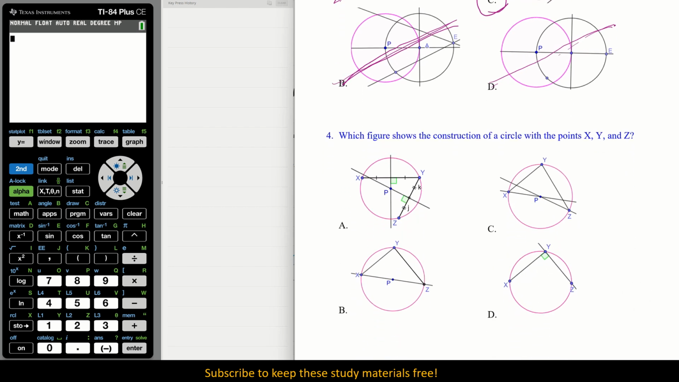Okay, so number 4. Which figure shows a construction of a circle with the points X, Y, Z? Oh, this one's tricky. Okay, oh my gosh, let's look at D first.